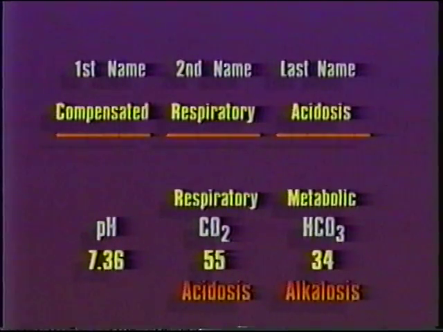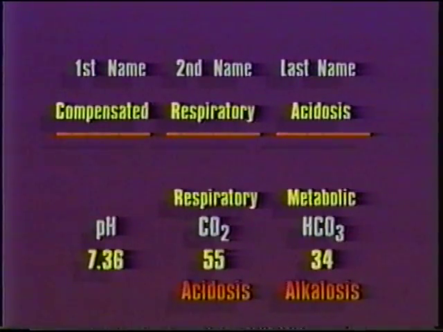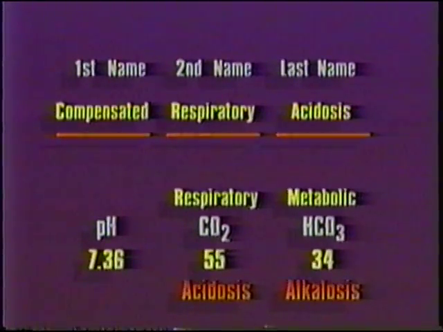You see, a compensated condition is interpreted the same way as uncompensated. If the pH is normal, but either the CO2 or HCO3 is abnormal, just look at which side of 7.40 the pH lies. Below 7.40 is the acidotic side, and above 7.40 is the alkalotic side.